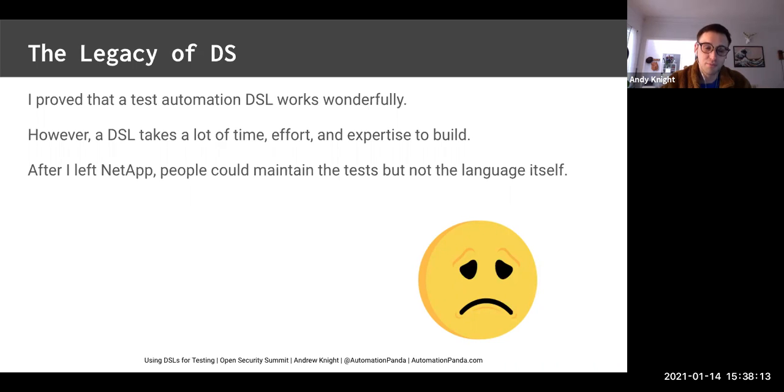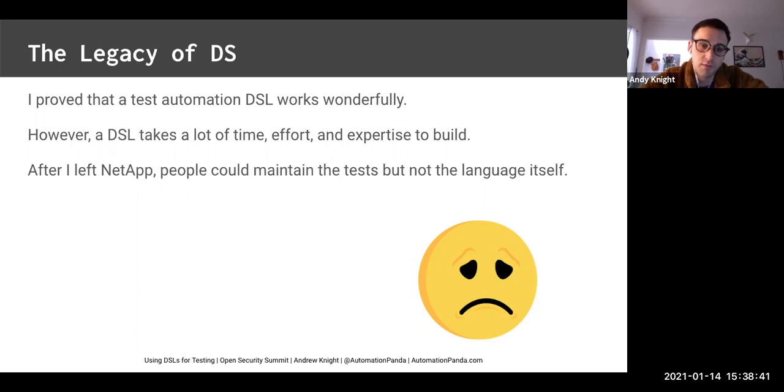What I proved with DS, that I carried with me to this day, is that test automation domain-specific languages work wonderfully, that it really does solve a lot of issues, that it really can expedite your automation development. It can really reduce the amount of duplicate code, it can maximize reuse of code, and it can handle a lot of those common repetitive concerns. I proved with DS that DSLs work for testing.